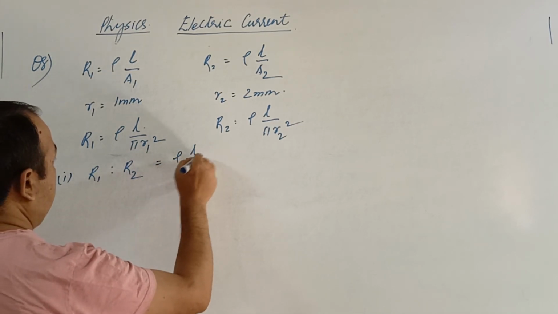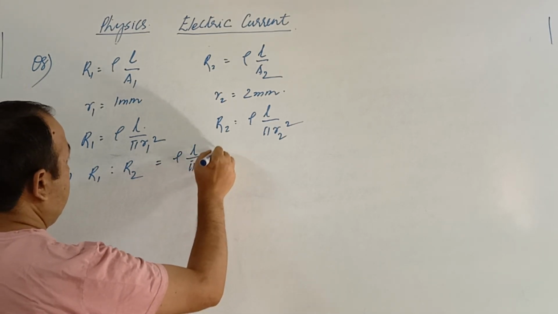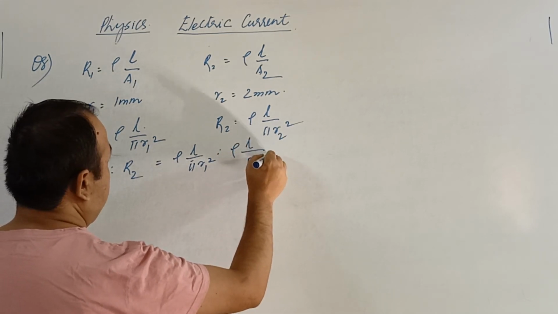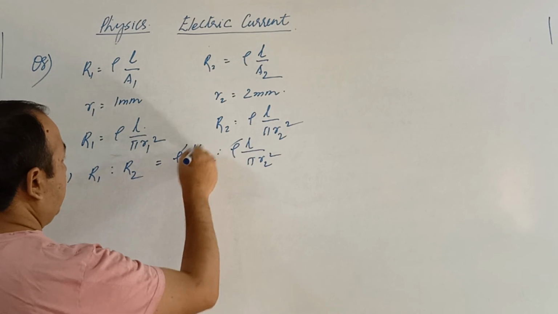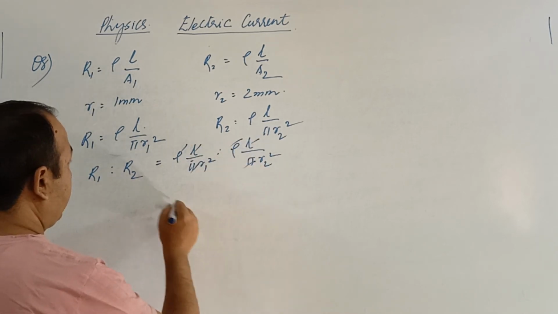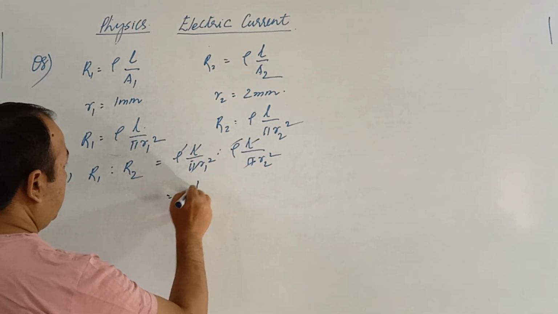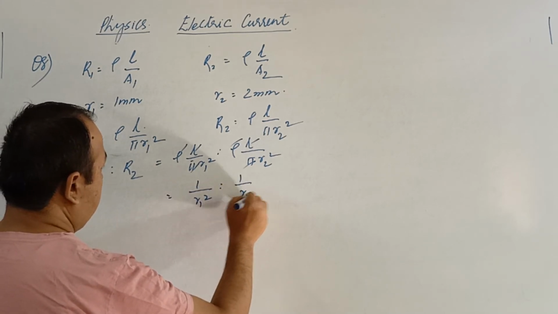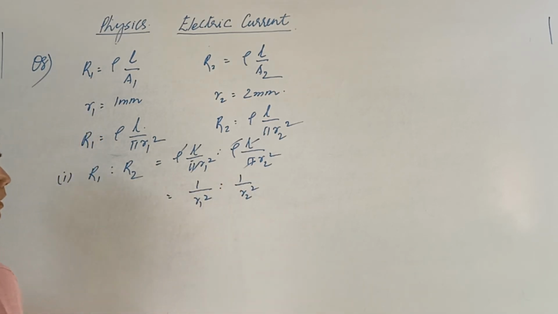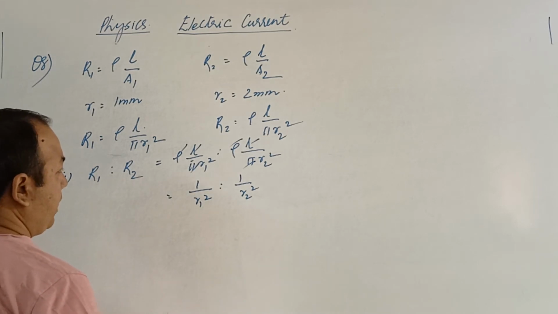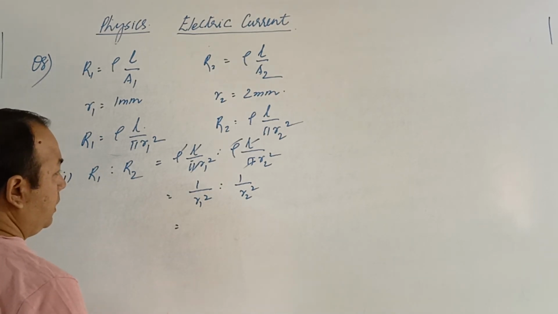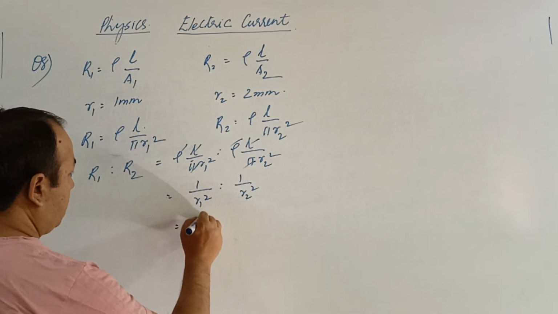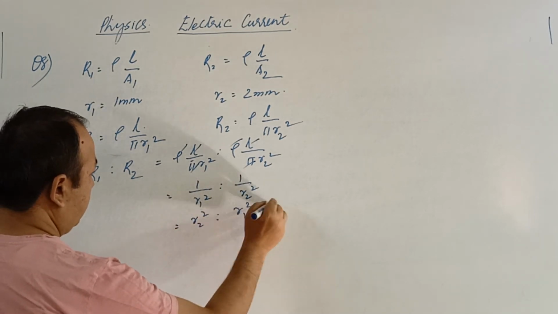Rho L by pi R1 square is to rho L by pi R2 square. Rho and rho can cancel, L and L can cancel, pi and pi can be cancelled. So it's coming 1 by R1 square is to 1 by R2 square. Then again we have to express in simple ratio. So this goes to multiply here, this goes to multiply here. So R2 square is to R1 square.